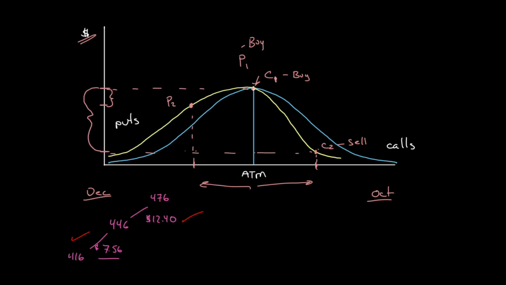Let's look at October. October becomes a little bit more interesting. We'll do the same thing. We'll go 446. We'll go 30 points up to 476, and we'll go 30 points down to 416. Now, I could have gone wider. And if you go wider, obviously it'll cost you more to put on the spread, but your payoff will be higher as well. Here, this will cost you $756 to put on the put spread, and it pays off, if you're right, $3,000.